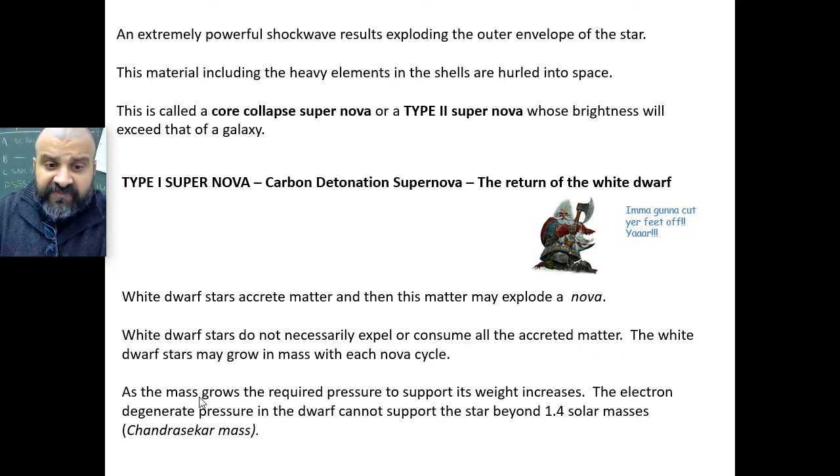So as the mass of the white dwarf grows, the required pressure to support that white dwarf star now increases. Okay, we need more pressure, right? But the white dwarf star, remember, can't be compressed any further due to electron degenerate pressure, right? But if that white dwarf star reaches about 1.4 solar masses, this was known as the Chandrasekhar limit. He was the physicist who first calculated this. If that white dwarf star accumulates enough mass to reach 1.4 solar masses, it reaches a threshold.